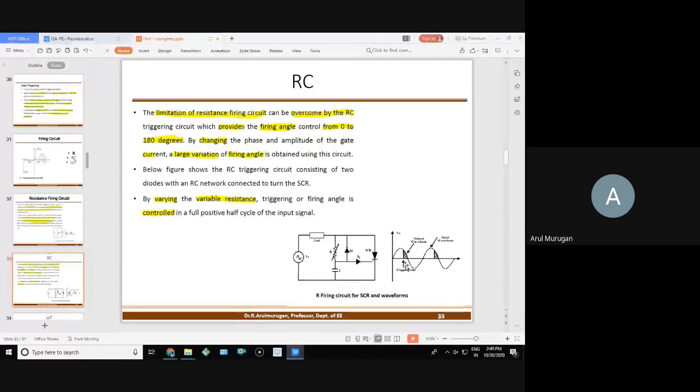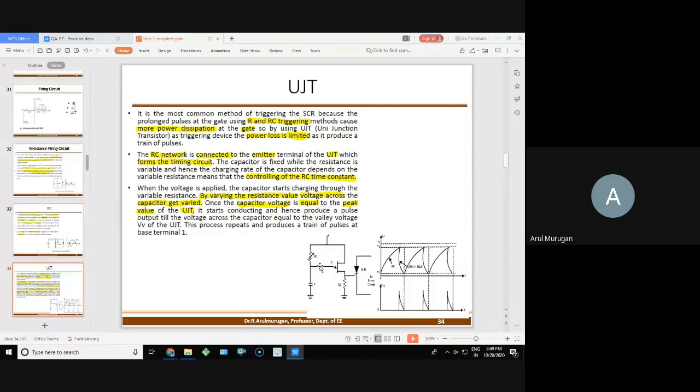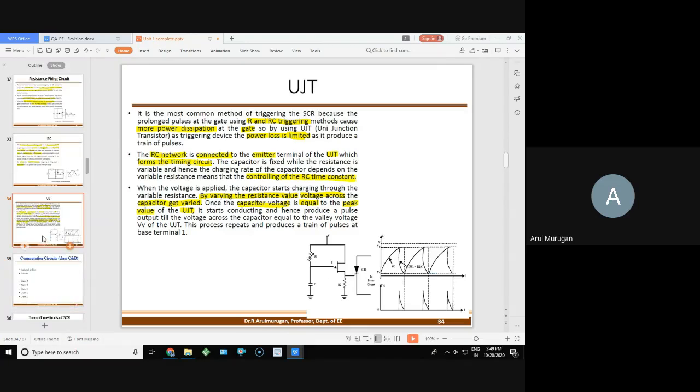And the UJT triggering method, you will look at that. This is the UJT type of triggering method for the SCR. Here is the power supply, and here RC as well. The E terminal connects here, and B1 is connected to the power supply. The resistance is shown for understanding purposes, but practically a potential divider transformer is used in UJT triggering.